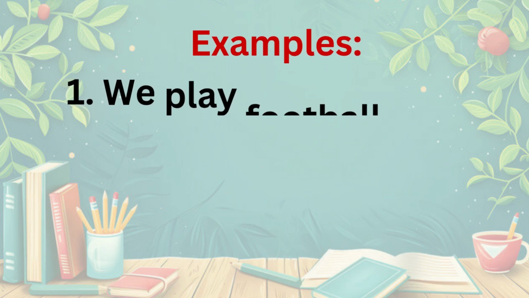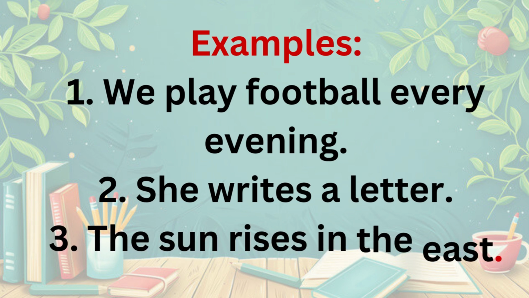Let's see the examples. 1. We play football every evening. In this sentence, the subject, we, is plural, so we use the verb, play, without s or es. 2. She writes a letter. In this sentence, the subject, she, is singular, so we use the verb, write, by adding s. 3. The sun rises in the east.